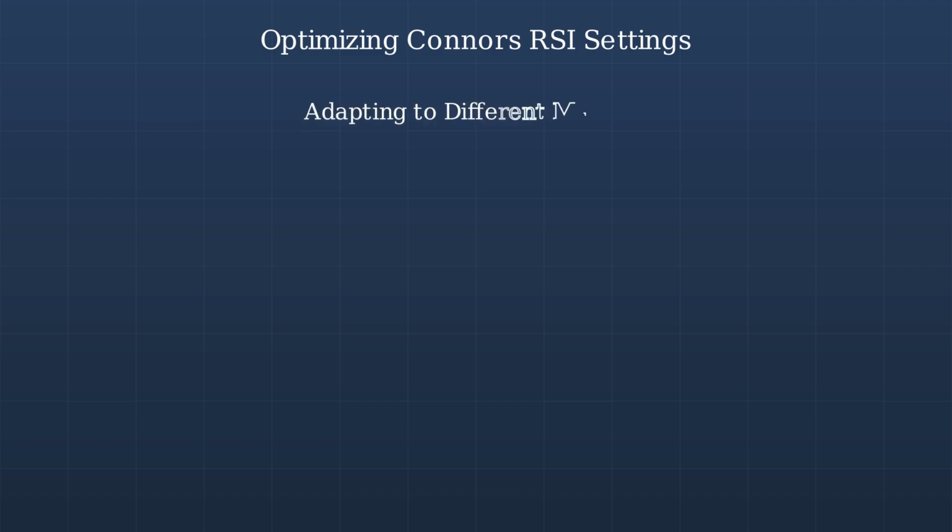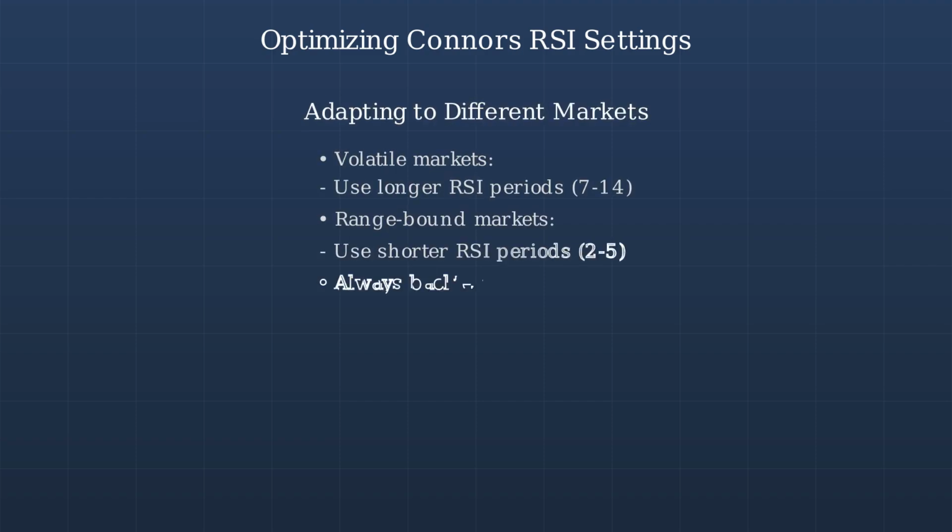Different market conditions require different parameter settings. For volatile markets, use longer RSI periods to filter out noise. For range-bound markets, shorter periods can help capture reversal opportunities. Always backtest your settings across different market conditions to find what works best.